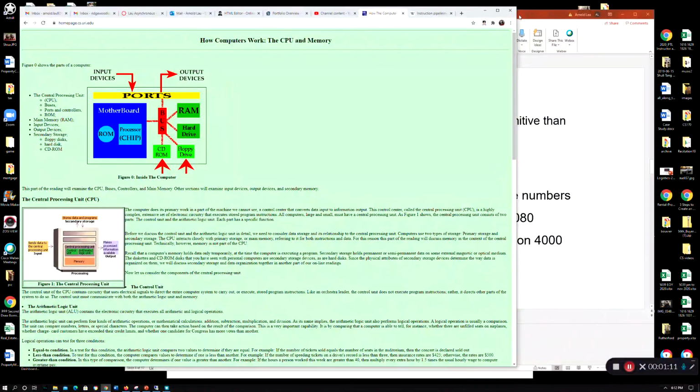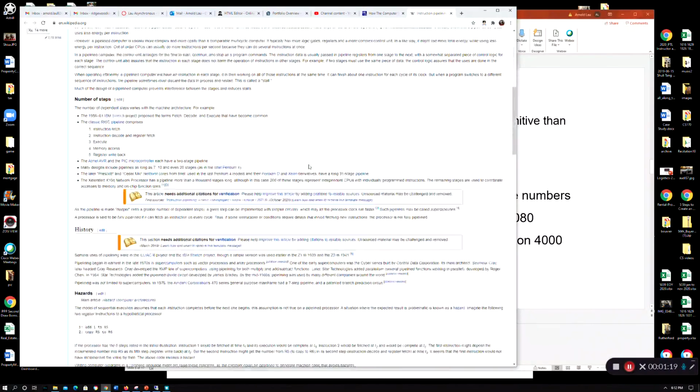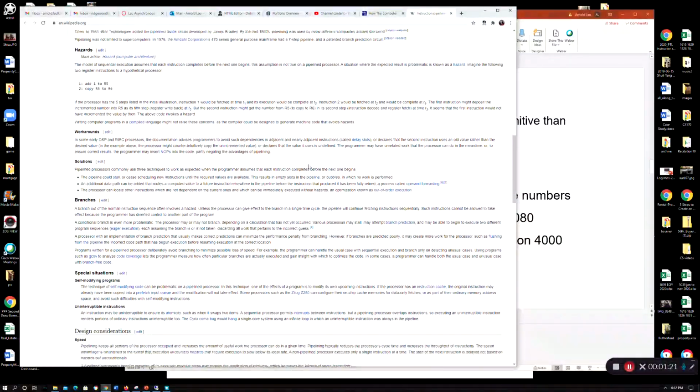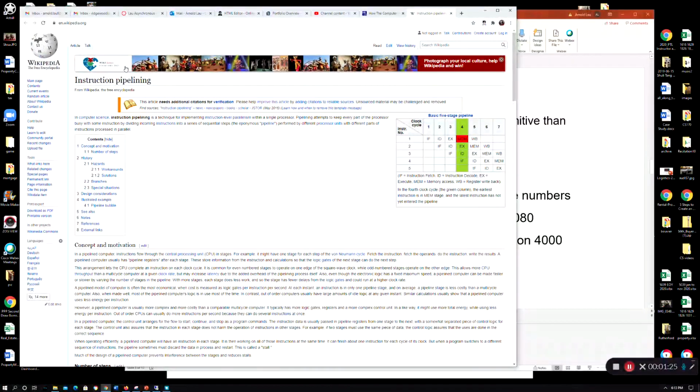Let me step back here. So this is instruction pipelining, which we're going to get to in a second. And this might lay it out in a little more detail. So I'll put this link onto my resources also.